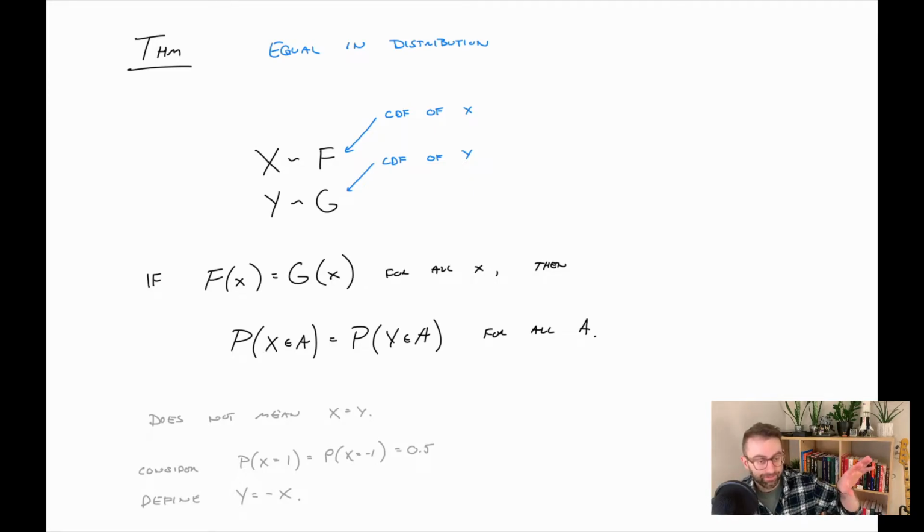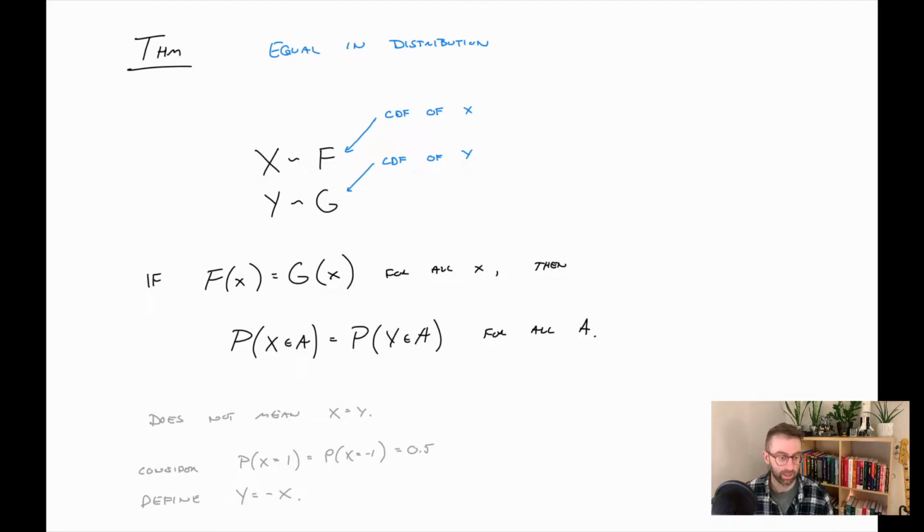So if F of x, the CDF of X, equals G of x, the CDF of Y, for all values x, then the probabilities are the same for all potential subsets A. So in other words, if two things have the same CDF, they have the same distribution, and you'll get all the same resultant probability calculations with those two distributions. But that does not mean in this case that X is equal to Y. It only means that their distributions are the same.